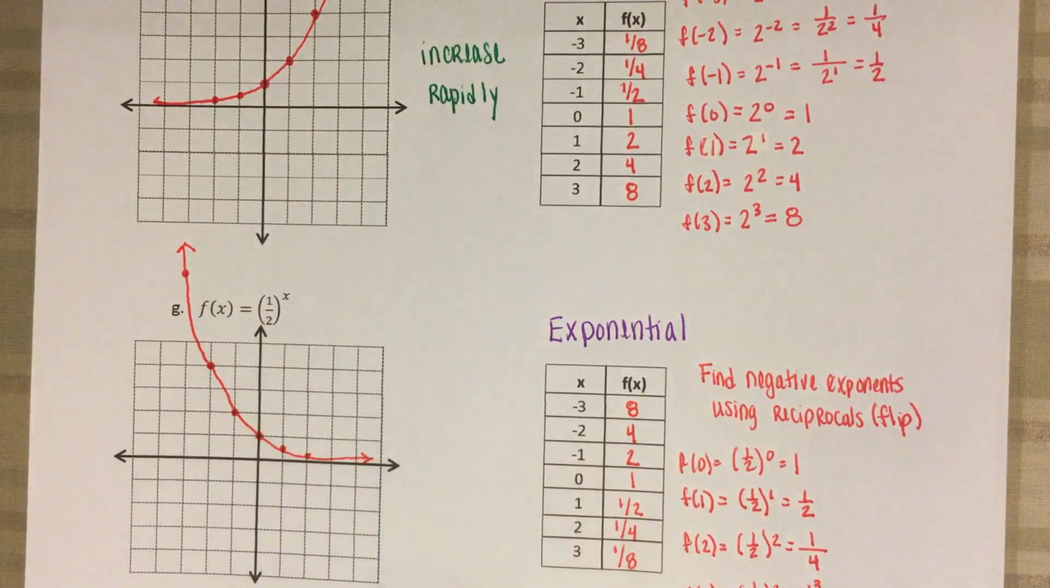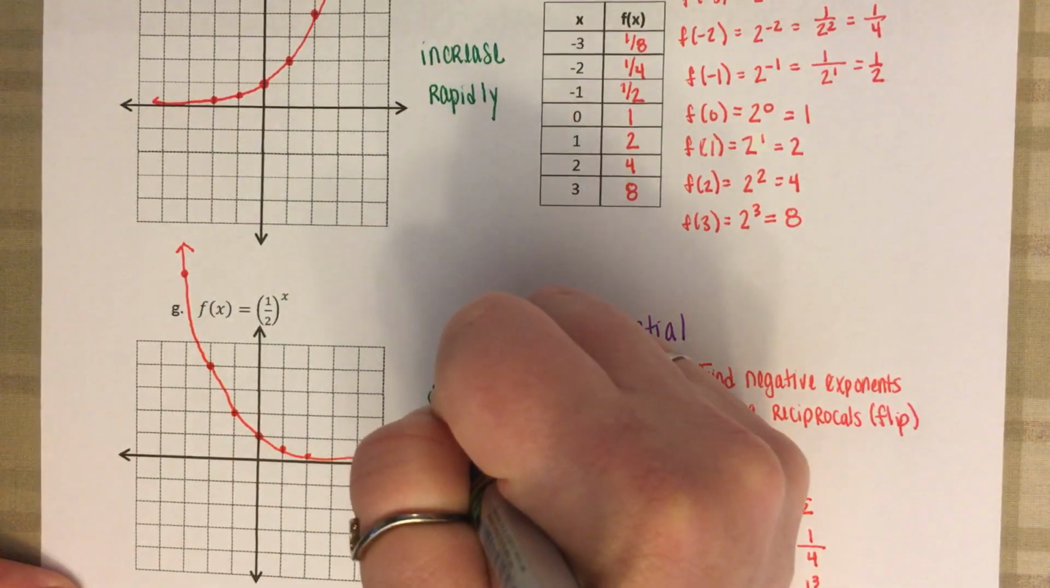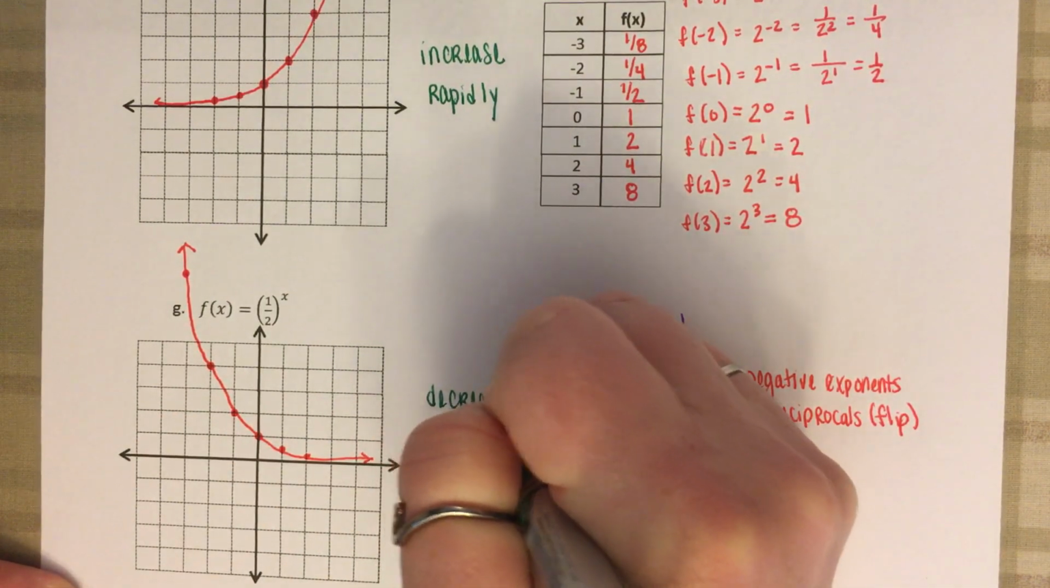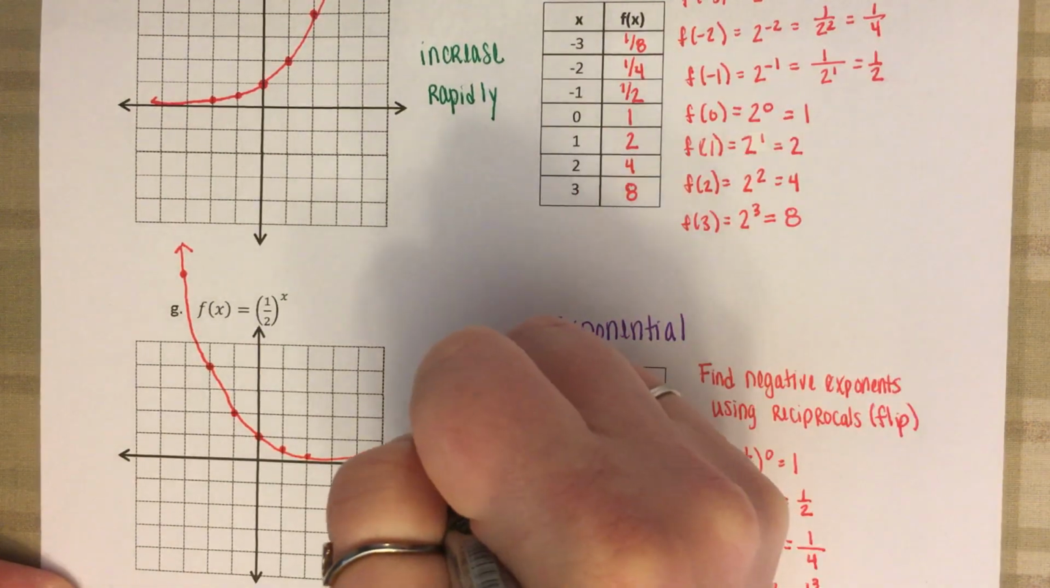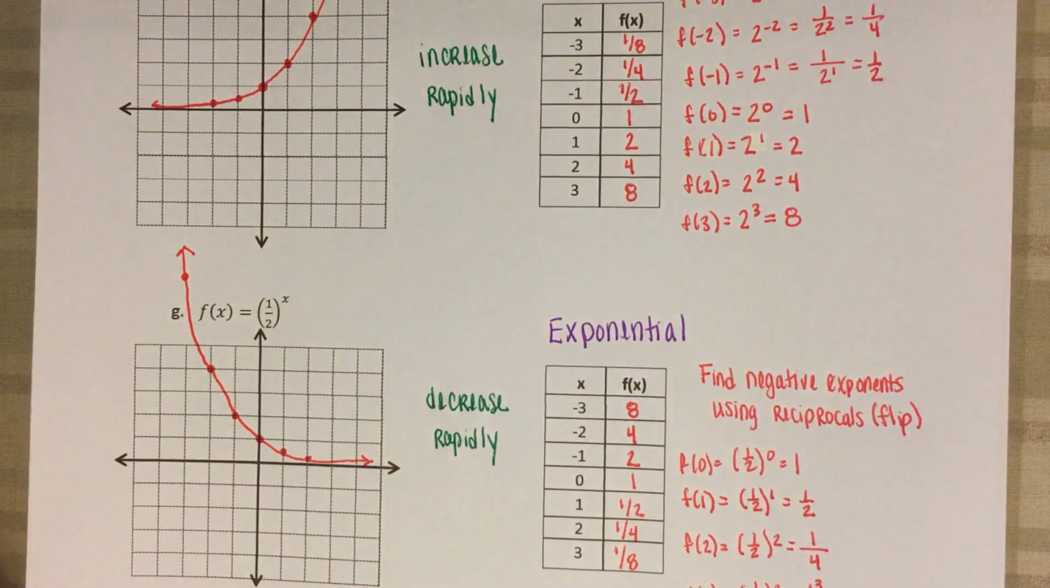So what we have here is an exponential function, and because we have a fraction, we're going to say that we decrease, especially on the left side, very rapidly.